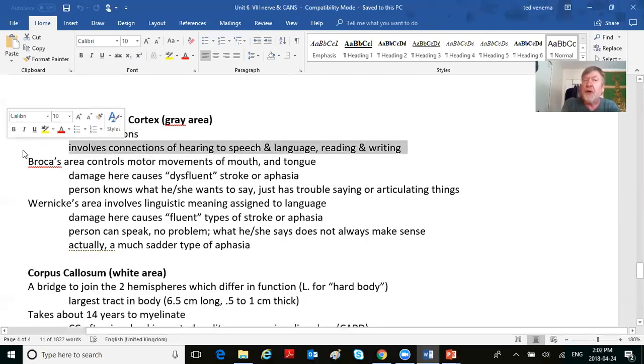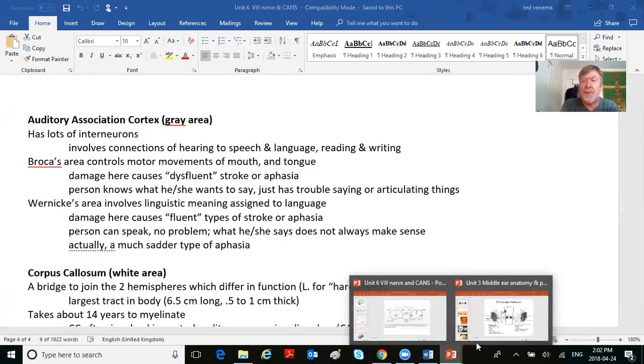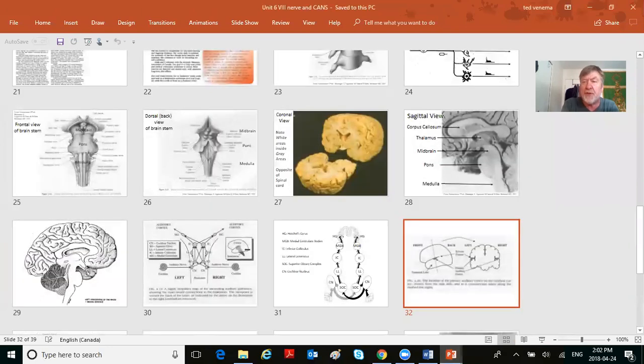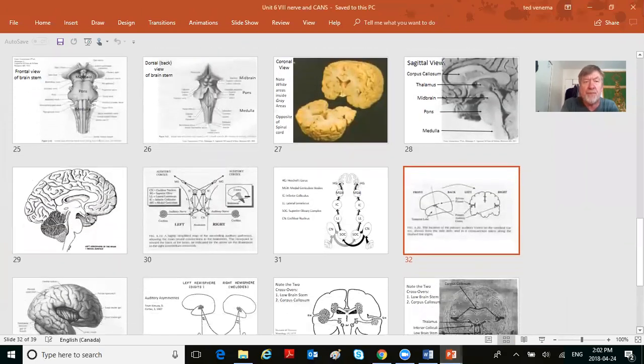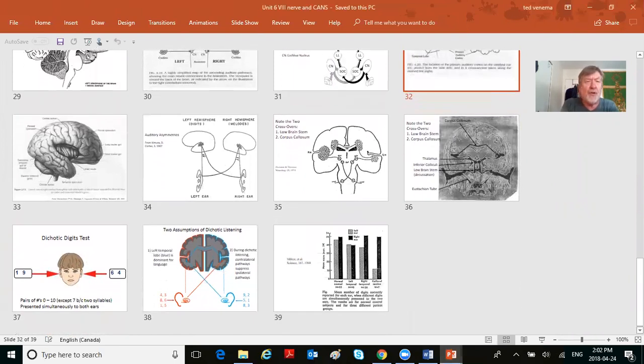Lots of interneurons containing connections of hearing to speech and language, reading and writing. Broca's area, Wernicke's area. Let's look at those puppies. I wonder if I've got a picture of them. Maybe yes, maybe no, maybe rain, maybe snow. Let's look. I'm not really sure. I don't think I do. So basically what I'm going to do is just show you here.